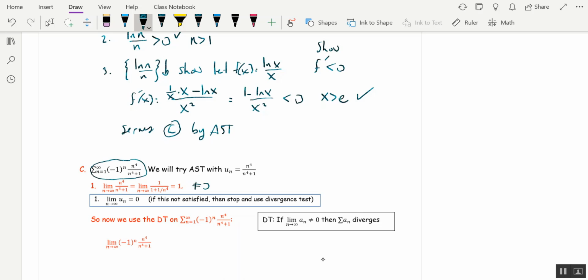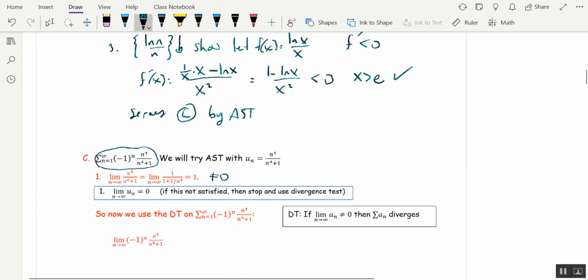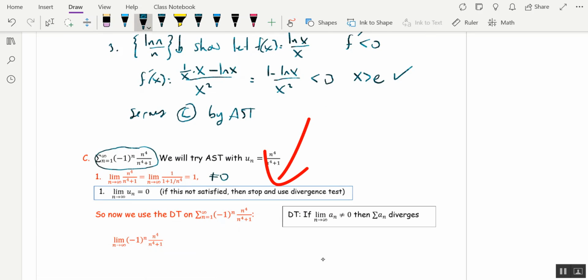1 is not 0. So if you read on the previous page, the box for the alternating series test, it says, if this is not satisfied, stop and use the DT. All right, the divergence test is over here in this box. If the limit of the terms is not 0, the series diverges. So now my a_n's aren't just the positive part. These are my a_n's with the negative sign.